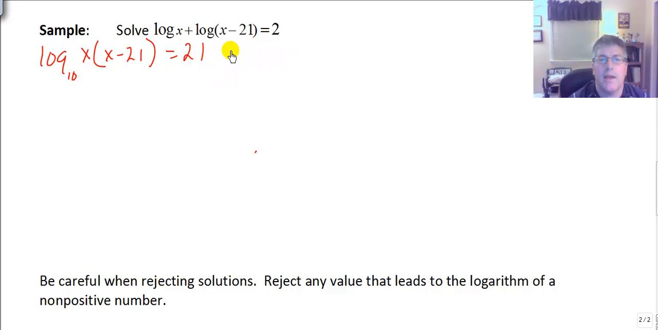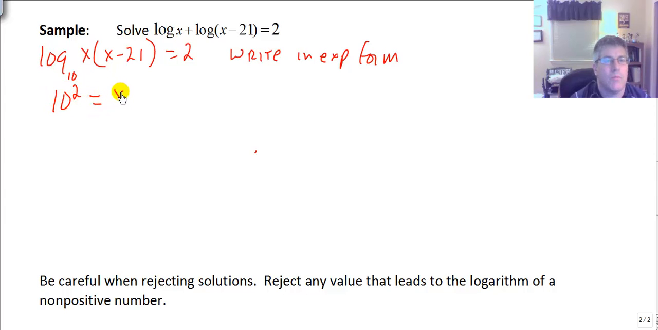And then we need to write this into exponential form. So we applied the product rule. Now we're going to write in exponential form. Log base answer equals exponent. And it's not 21, it's 2. So log base answer equals exponent. So we have 10 to the second power equals x times x minus 21. 10 to the second power, well, that's 100.